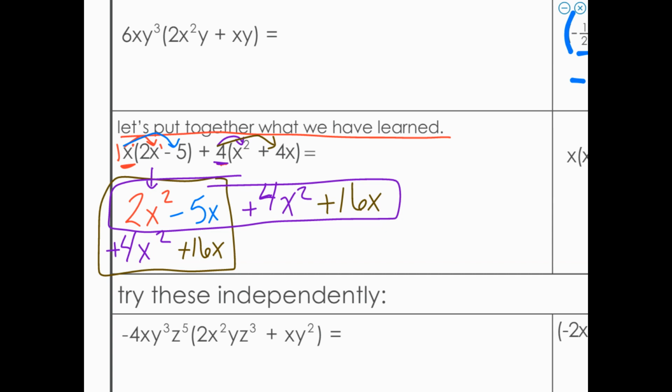Now I need to finish combining my like terms though. So I've got 2x squared and 4x squared gives me 6x squared. Negative 5x and 16x gives me a positive 11x. So that would be my final answer after I simplified everything.